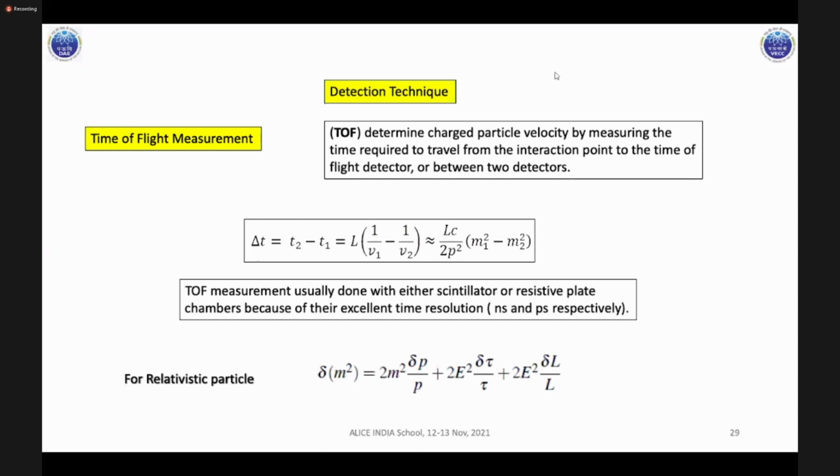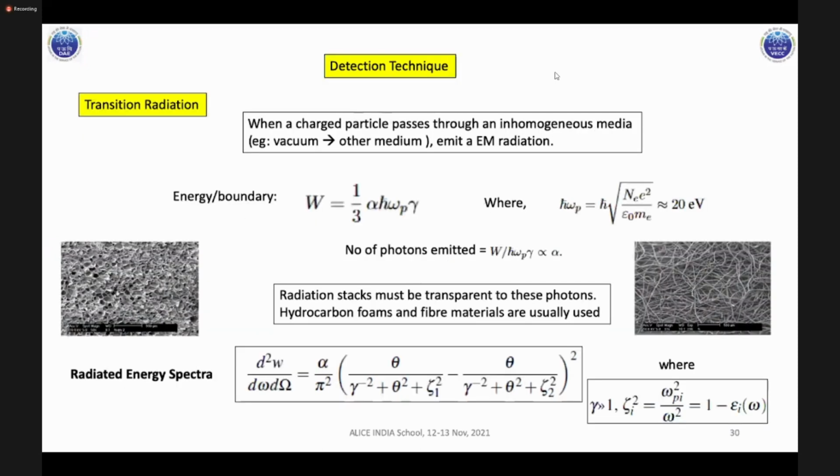Okay, and then let us go to another mechanism. This is called transition radiation. What is transition radiation? When a charged particle passes through an inhomogeneous medium, at the boundary, depending on the momentum of the particle, it will radiate some electromagnetic radiation. And what is the energy that it will radiate? This can be expressed as W equal to 1/3 alpha ħ omega_P gamma.